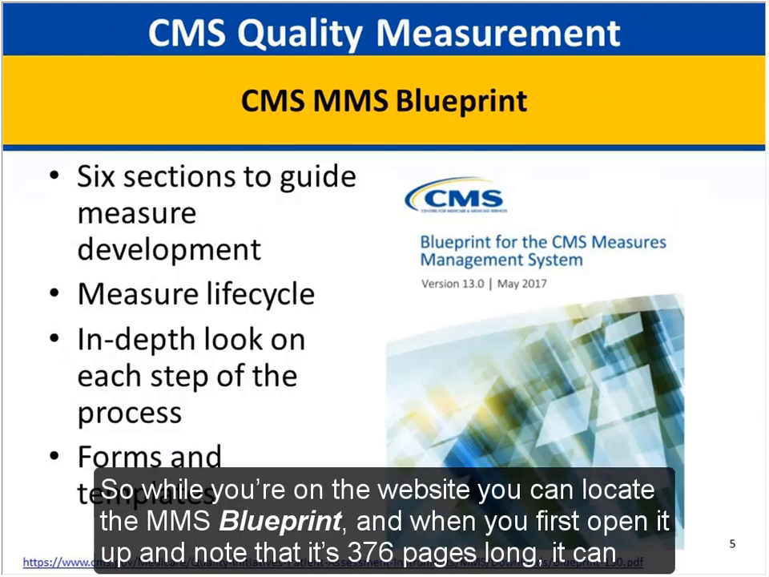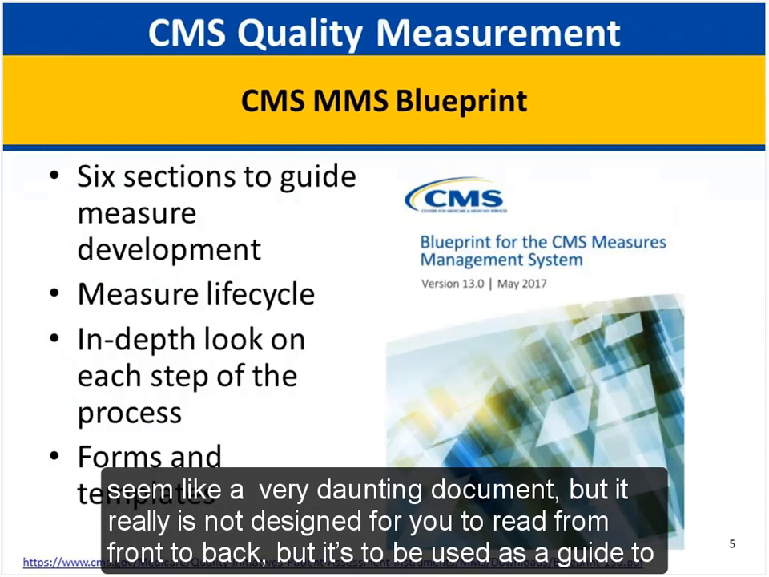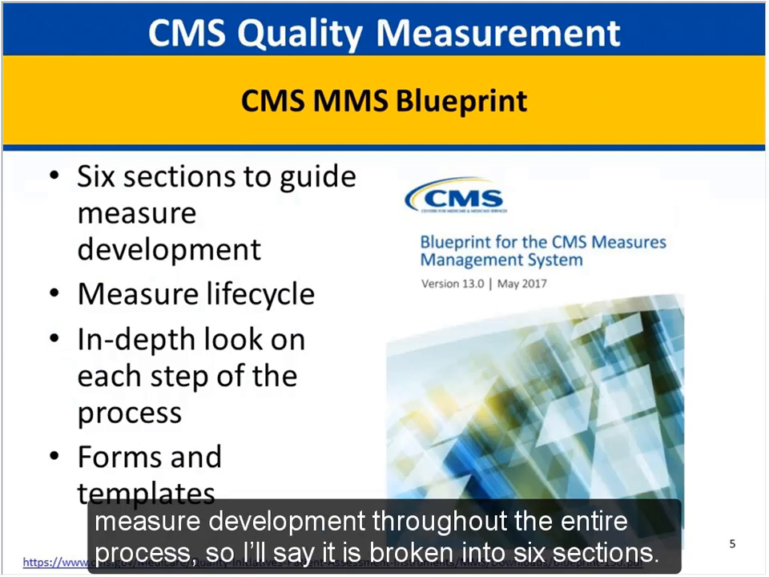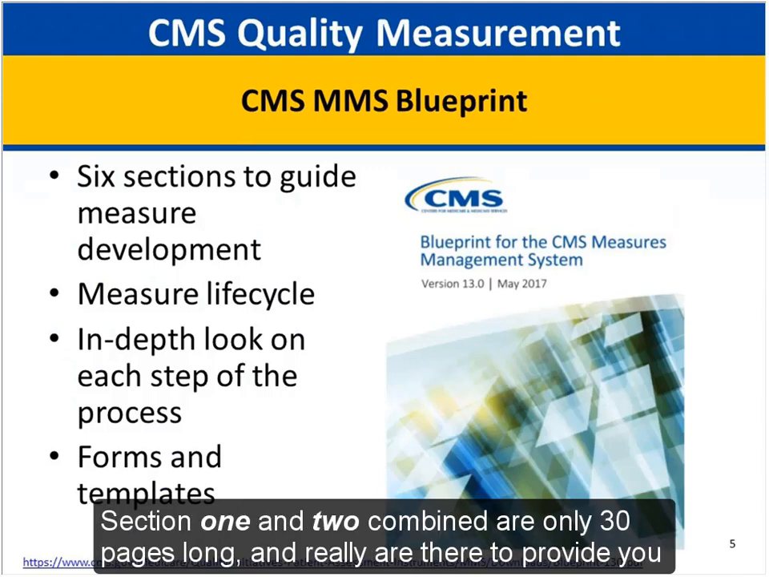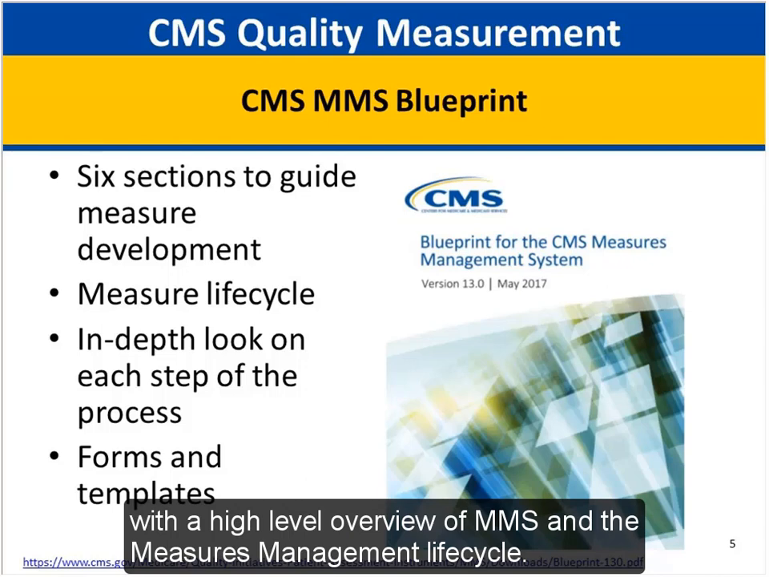While you're on the website, you can locate the MMS Blueprint. When you first open it up and note that it's 376 pages long, it can seem like a very daunting document. But it is not designed for you to read from front to back. It's to be used as a guide to measure development throughout the entire process. It's broken into 6 sections, and sections 1 and 2 combined are only 30 pages long and provide you with a high-level overview of MMS and the measures management lifecycle.